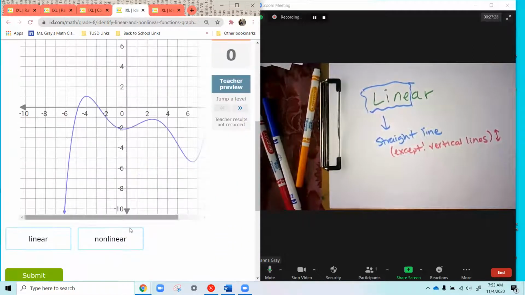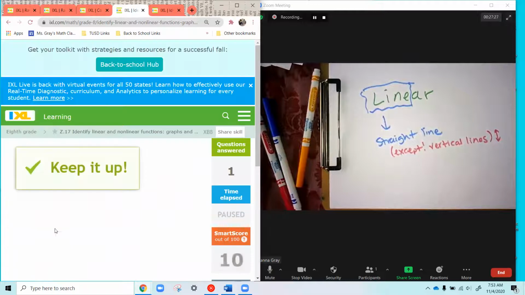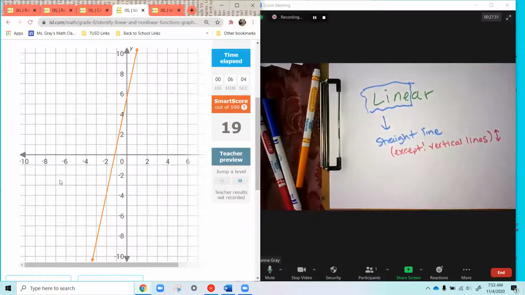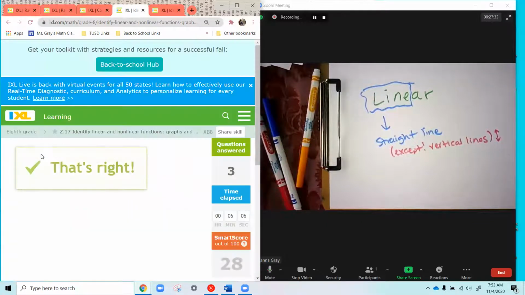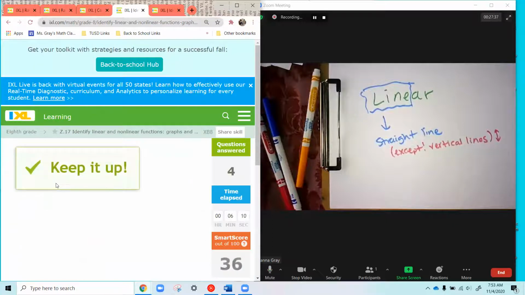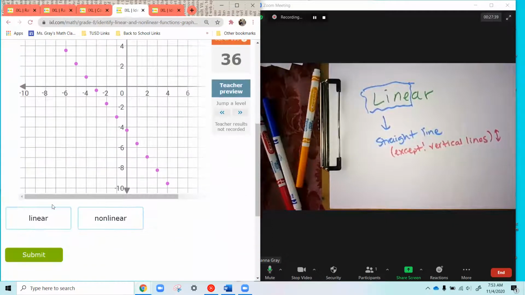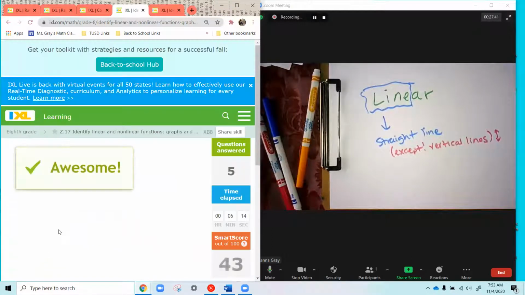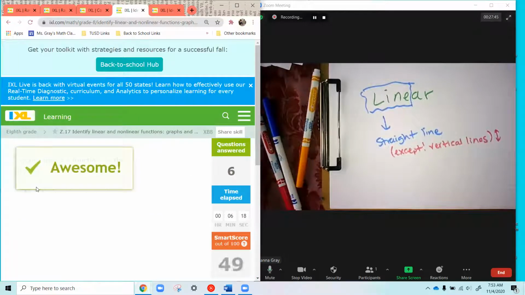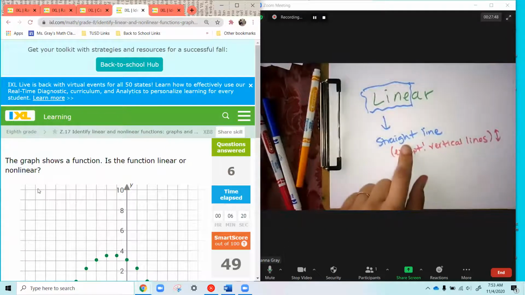So like this one, nonlinear, not straight. Linear. So hopefully this seems pretty easy. Linear. Nonlinear. Ooh, so linear, right? It's going to make a straight line. This is definitely nonlinear. So it's really, honestly, the difference between being straight or not straight.